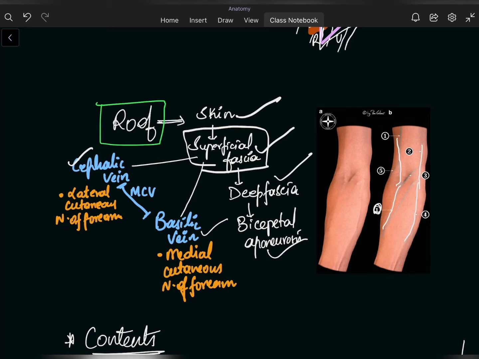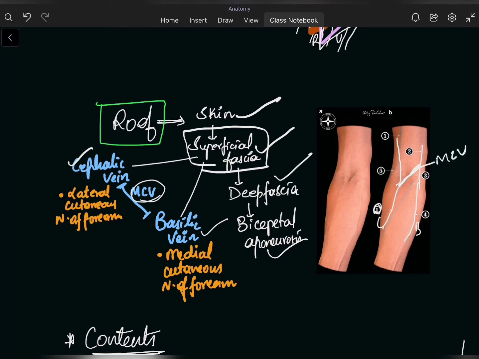Interconnecting both the cephalic and basilic vein is the medial cubital vein, which passes through the superficial content. Medial cubital vein is the superficial content of the cubital fossa. It is an interconnection between cephalic vein and basilic vein. This is medial cubital vein.